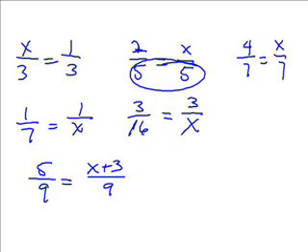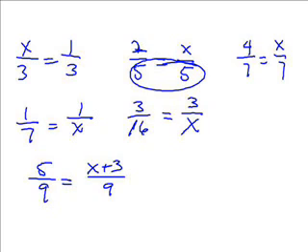In the next slide, I give them something that's a little bit more complicated, where 5 over 9 equals x plus 3 over 9. Now, from the previous examples, they recognize the fact that the denominators are the same, so the numerators have to be equal.